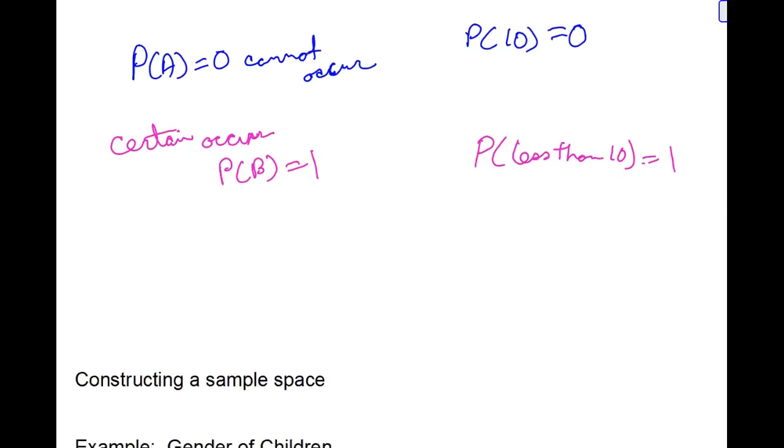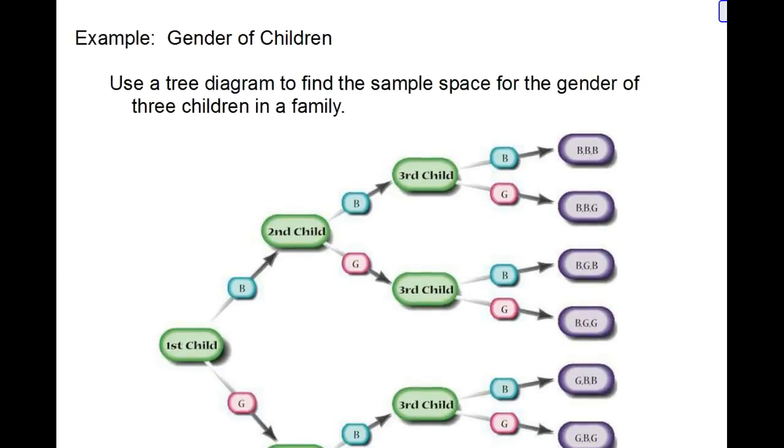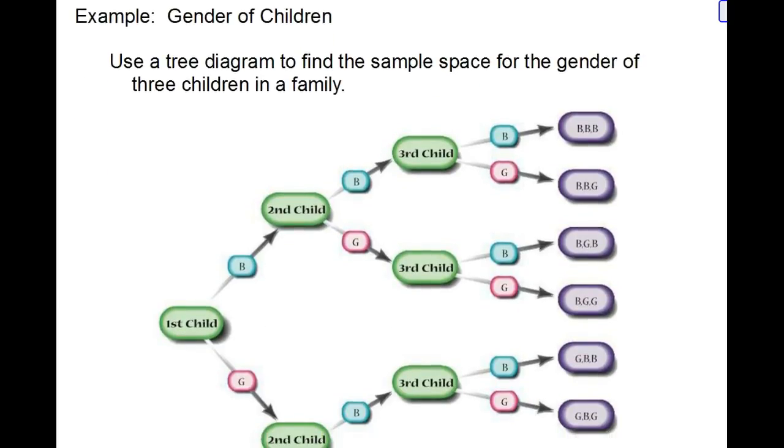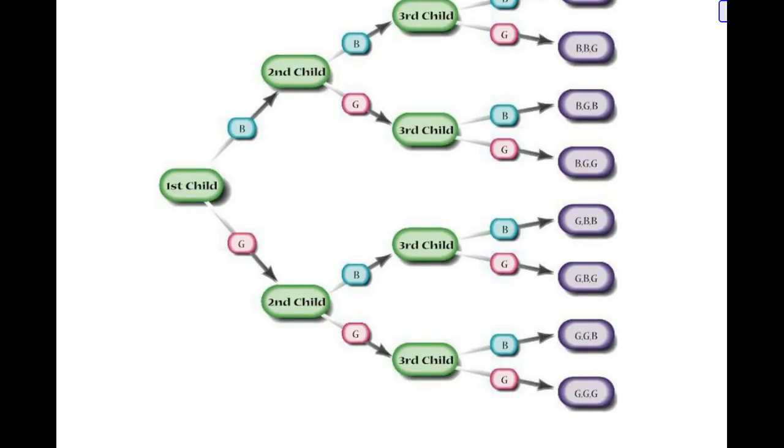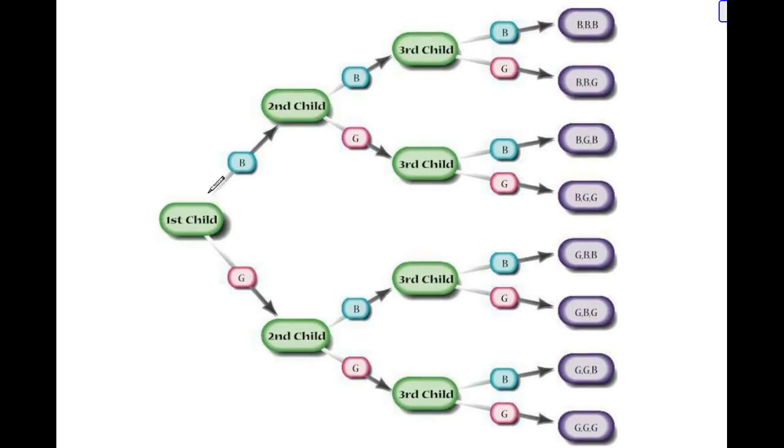When we want to find the sample space sometimes, we may need to use what we call a tree diagram. And the best way to look at a tree diagram is when we look at the gender of 3 children in a family, okay? And so what we do for tree diagrams is we always look at the first possibility or the first occurrence, the first event happening. And in this case, our first event is our first child. So the first child can be either a boy or a girl.